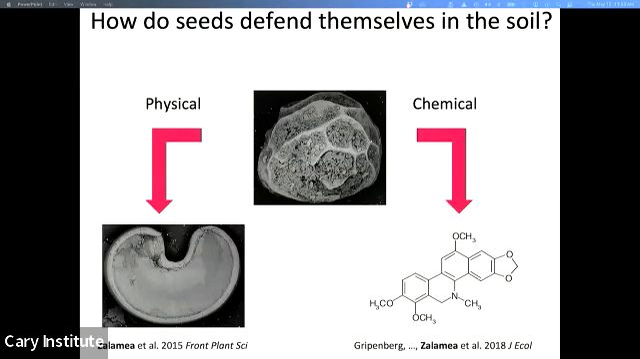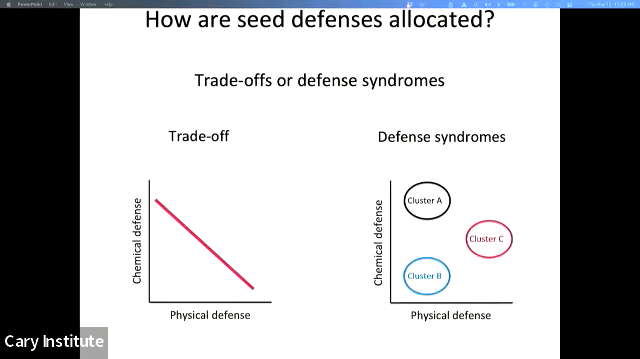But we also know that defenses are costly. So we don't expect seeds to invest heavily in physical defenses and at the same time in chemical defenses. So we could have 2 different scenarios here that are not completely mutually exclusive. But one scenario is that as defenses are predicted to trade off against one another because resources are not infinite, and so we can expect this trade-off between physical defenses and chemical defenses.